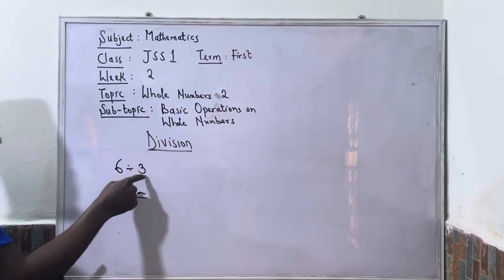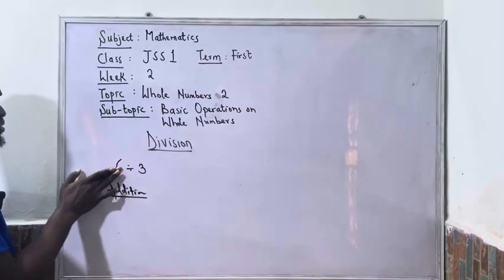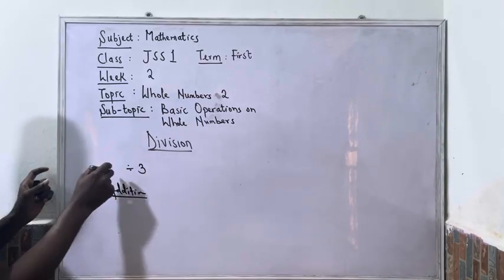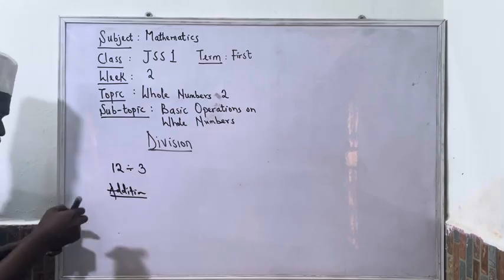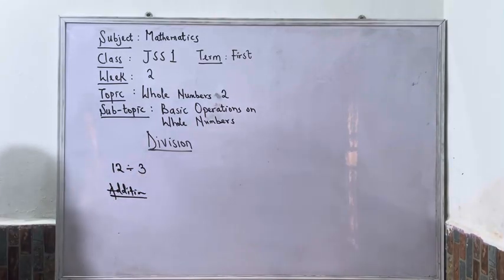So see how many times you can add 3 to itself before you get to 6. Oh, let me make this bigger. Let's make it something like 12. So see how many times you can add 3 to itself to get you to 12.